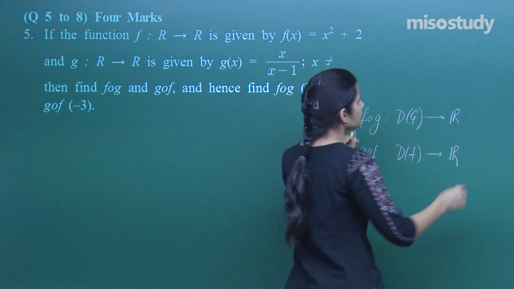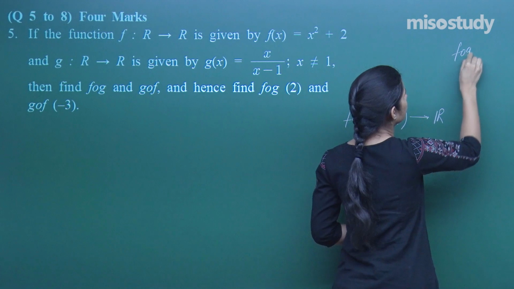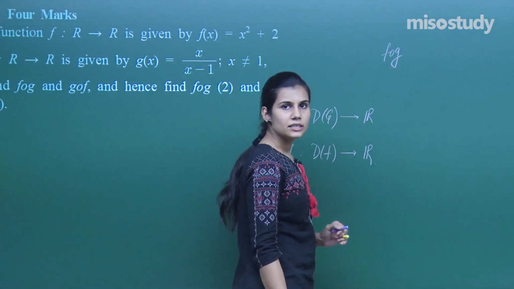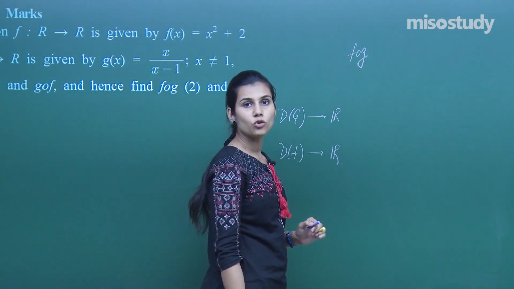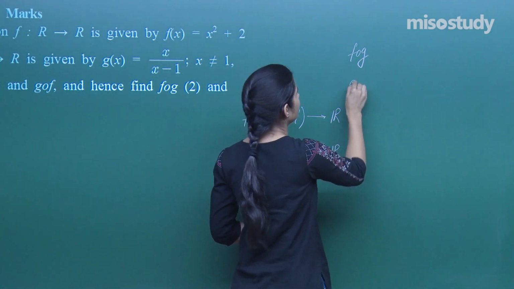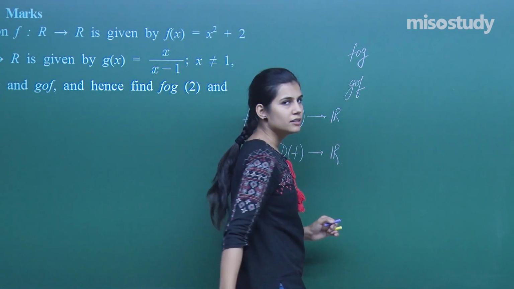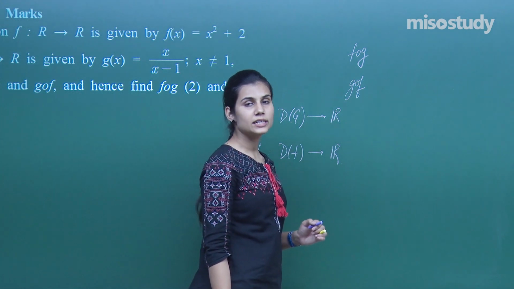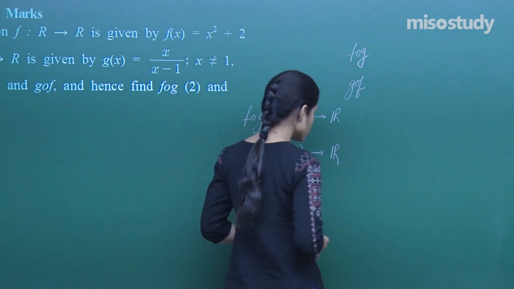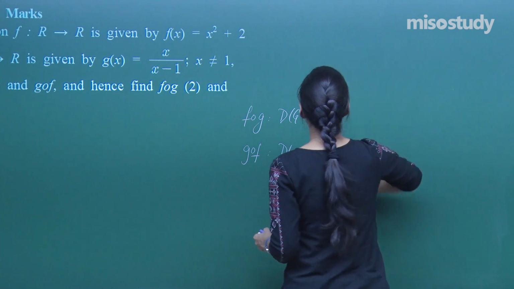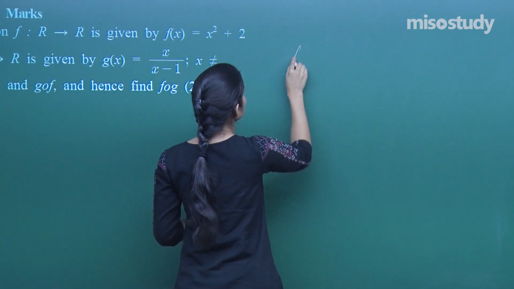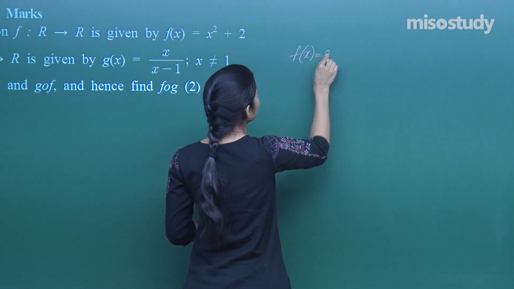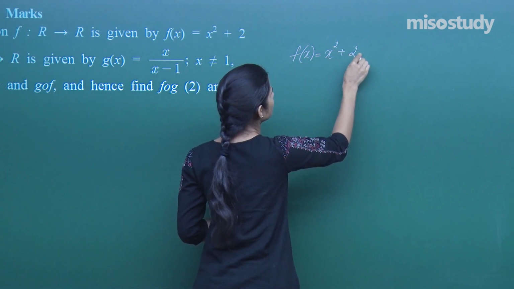FOG is defined, let us first talk about FOG. FOG is defined only and only when range of G is contained in domain of F. And GOF is defined if and only if range of F is contained in domain of G. So first of all we need to talk about domain and range of F and G. Fx is given as what? Fx is given as x square plus 2.